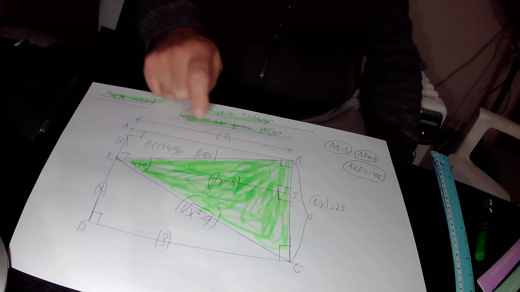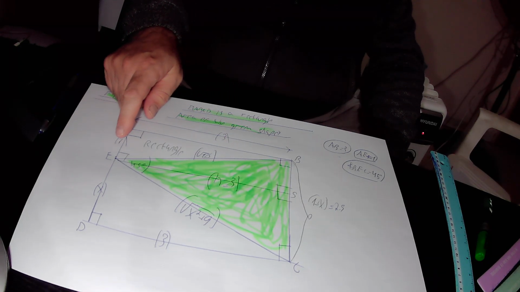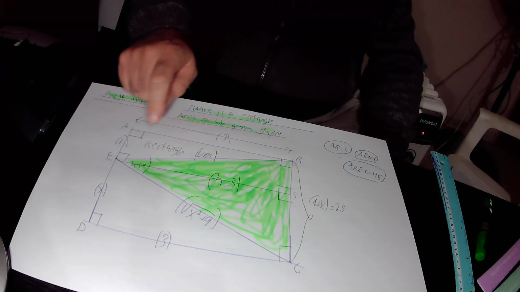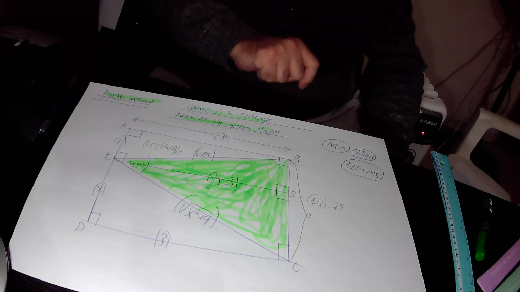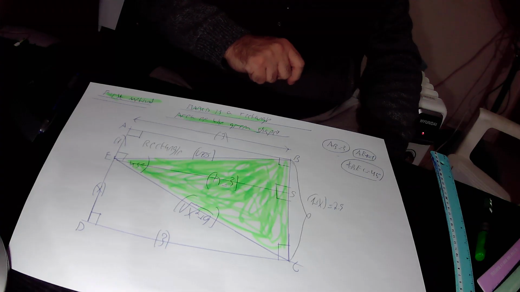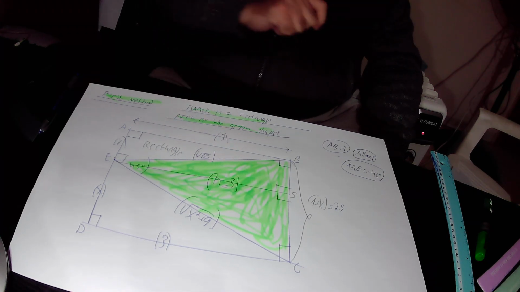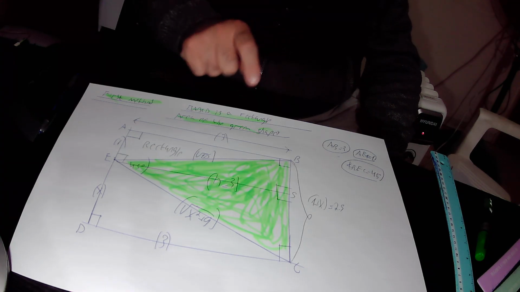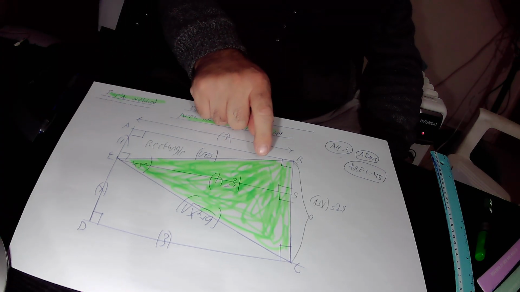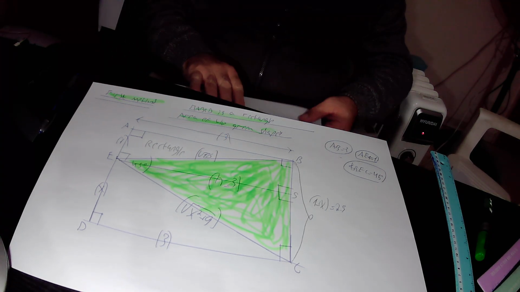We define ES as h. ES is the height to the base BC, so we define it as h. ES equals h according to our definition, and it equals 3. According to the rule, the opposite sides of a rectangle are equal to each other. So h equals 3, the height to the base BC equals 3 units in its length.